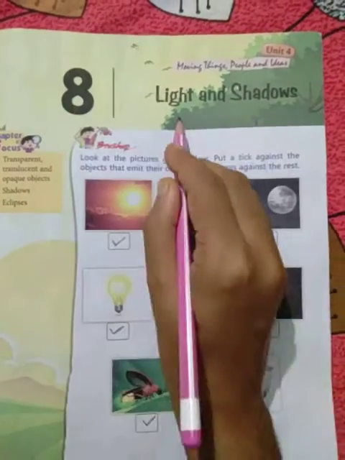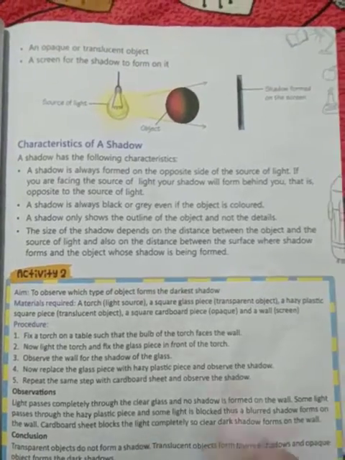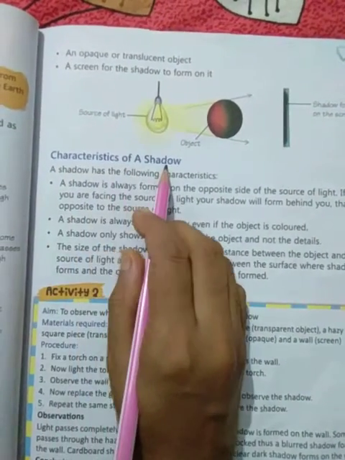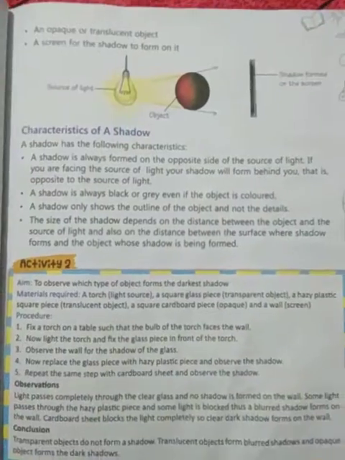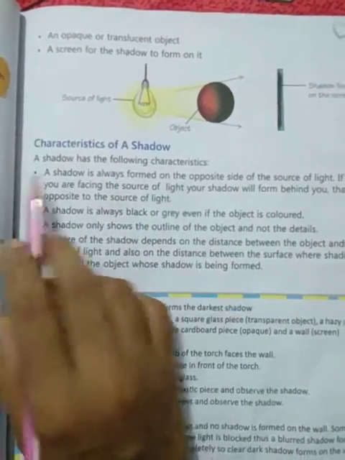Lesson 8, Light and Shadows. Student, today we will understand the characteristics of a shadow. A shadow has the following characteristics.